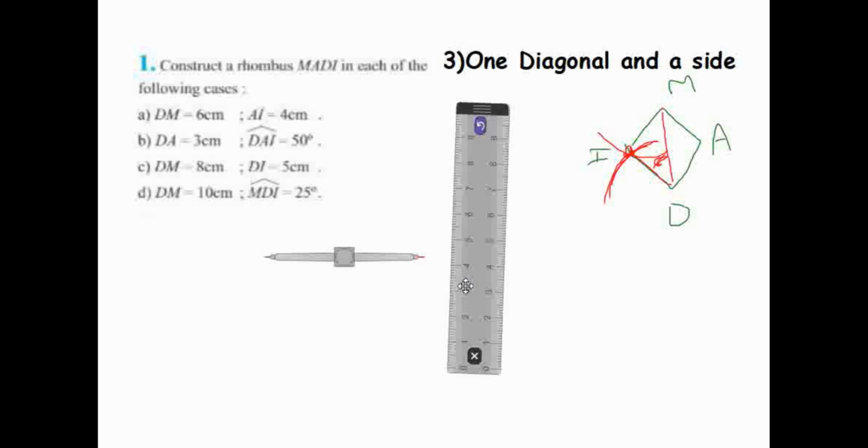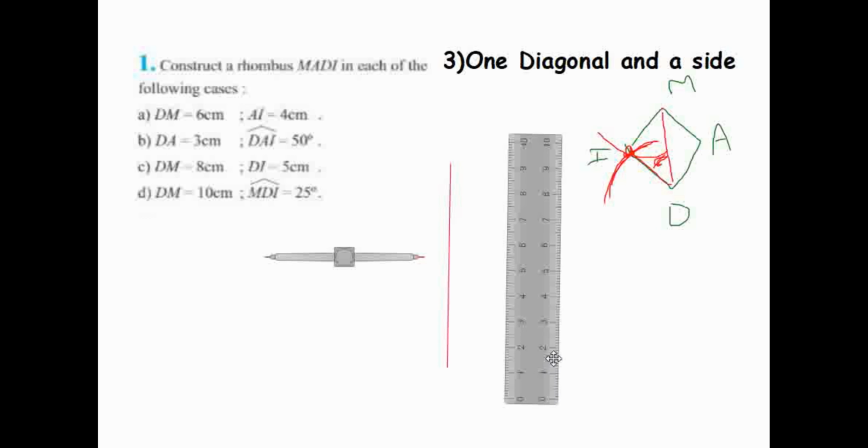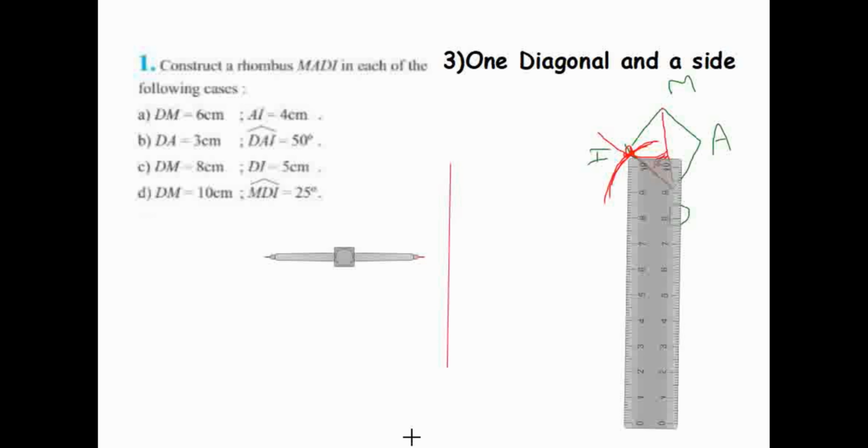You can draw it horizontally. Okay, so I'm going to draw DM. DM is given as 8 centimeters. So I'm going to bring my pencil and draw 8 centimeters. This is 8 centimeters, and this is DM. I'm going to just name it.